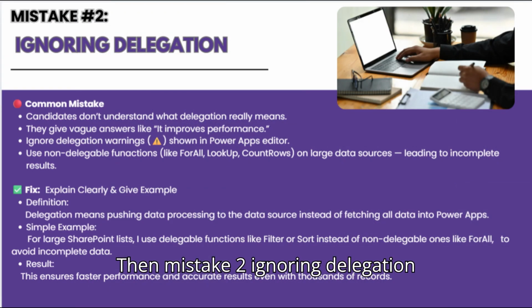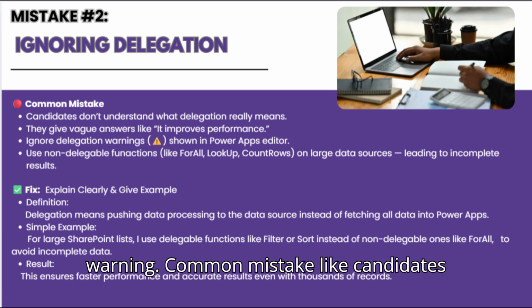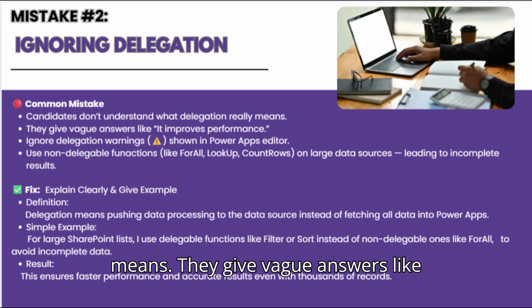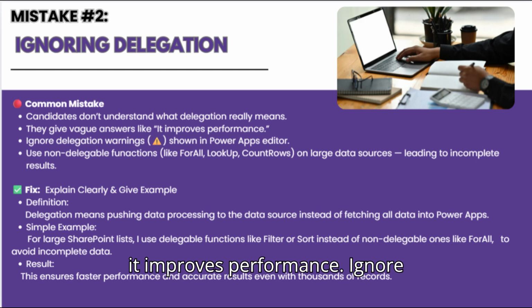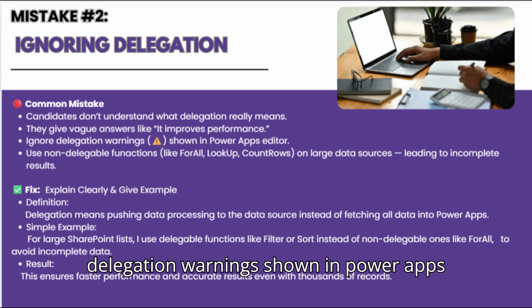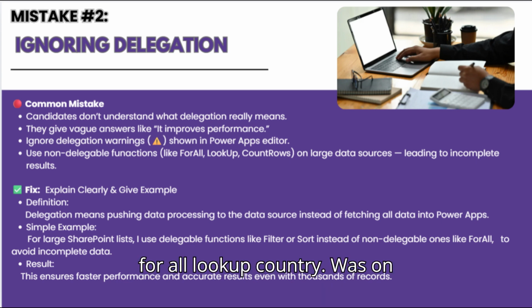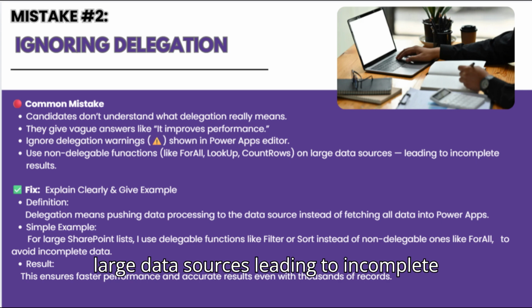Then mistake 2: ignoring delegation warnings. A common mistake is that candidates don't understand what delegation really means. They give vague answers like "it improves performance." They ignore delegation warnings shown in the Power Apps editor. They use non-delegable functions like ForAll, LookUp, and CountRows on large data sources, leading to incomplete results.